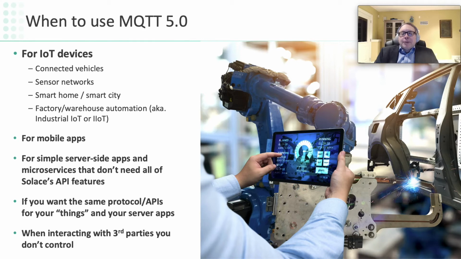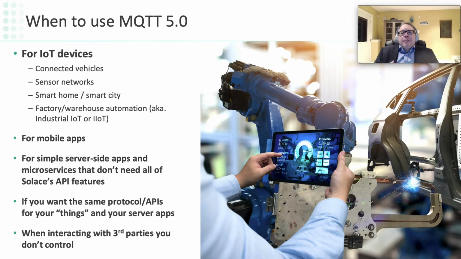But mobile apps are another interesting use case as well, because mobile phones, certainly compared to a server, have limited CPU, limited RAM. So a lightweight protocol like MQTT 5 really fits into use cases like that as well. So it's certainly something you should think about if you're building a mobile app.